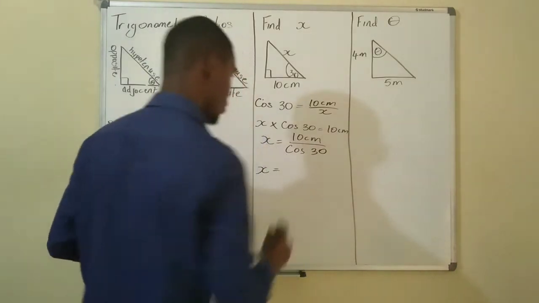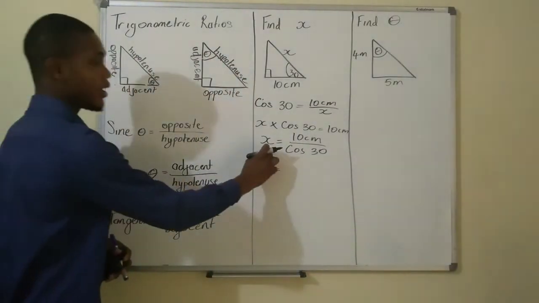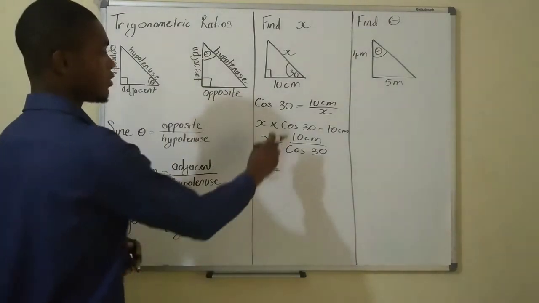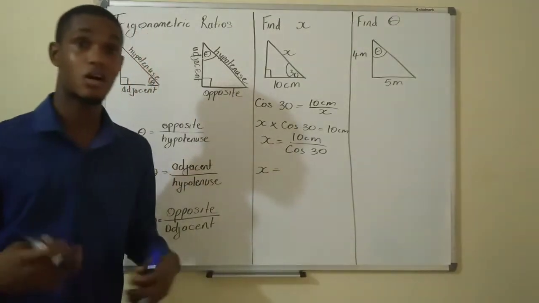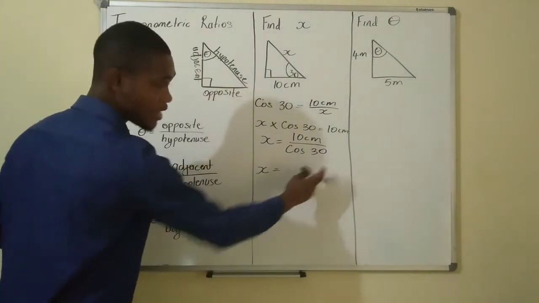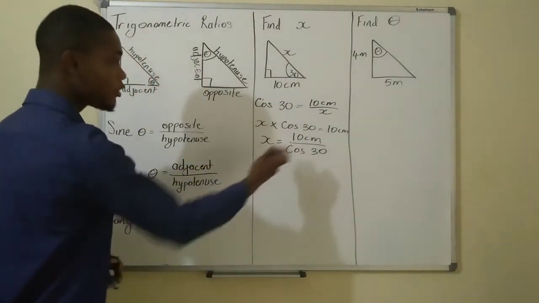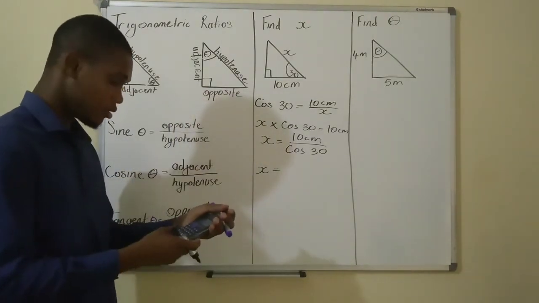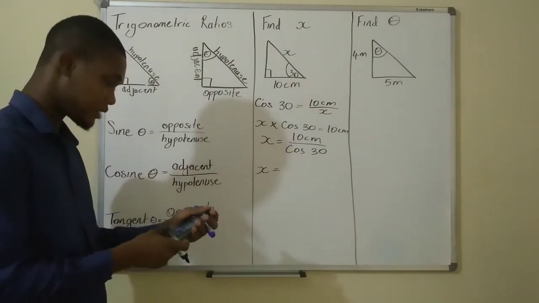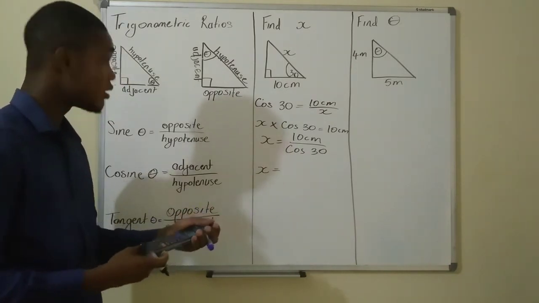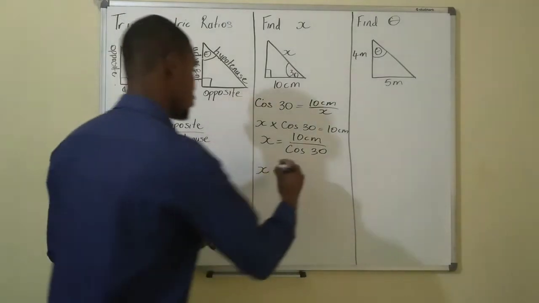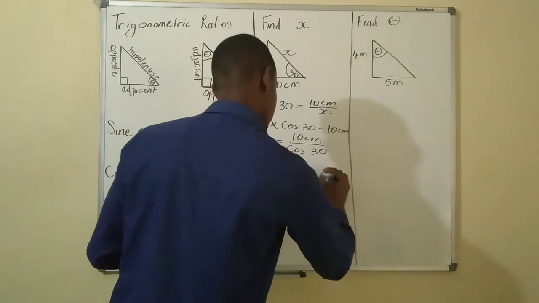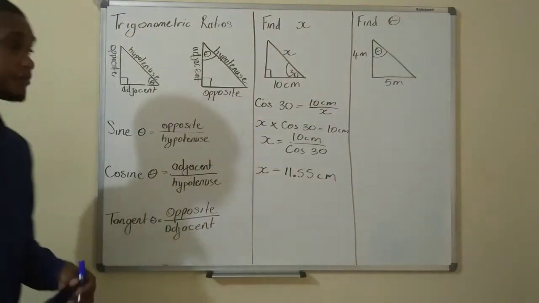So x is equal to 10 divided by cos 30. One of two things you can do: you can either work out individually what cos 30 is and then write 10 divided by that number, or you can simply type it in on your calculator. Say 10 divided by, and then you type in cos, and then you put in your angle 30, and that should give you 11.55 centimeters when it's rounded off.